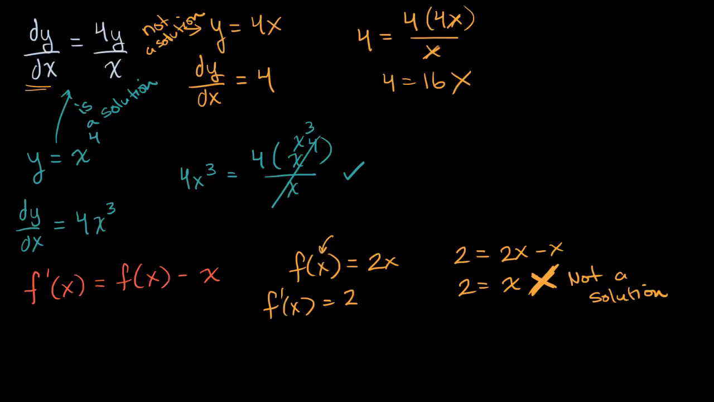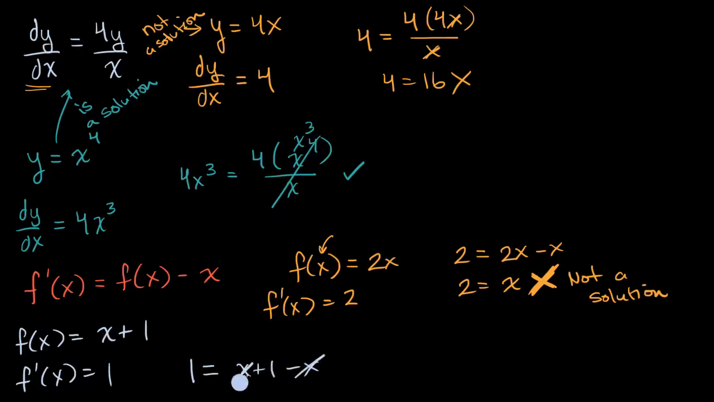Let's look at another one. Let's say that we have f of x is equal to x plus 1. Pause the video and see, is this a solution to our differential equation? Well, same drill. F prime of x is going to be equal to 1. And so we have to see, is f prime of x, which is equal to 1, equal to f of x, which is x plus 1, minus x? And so here, you see no matter what x is, this equation is going to be true. So this is a solution. Let's do a few more of these.